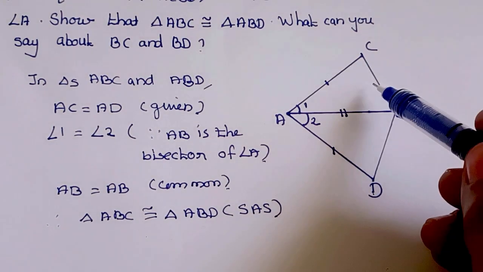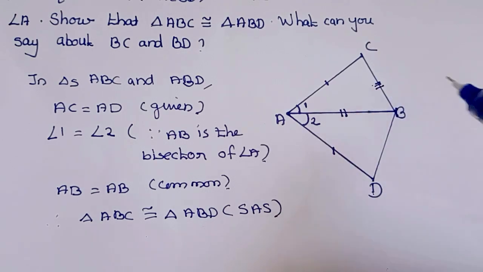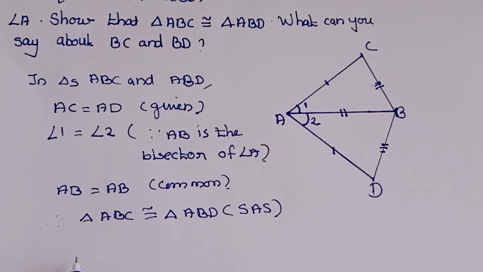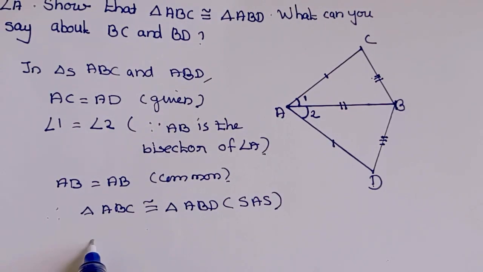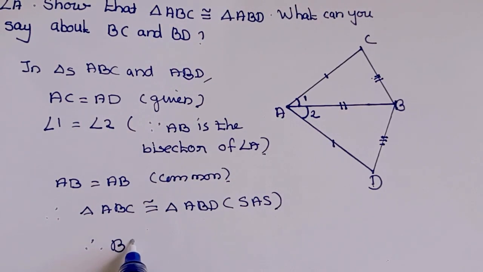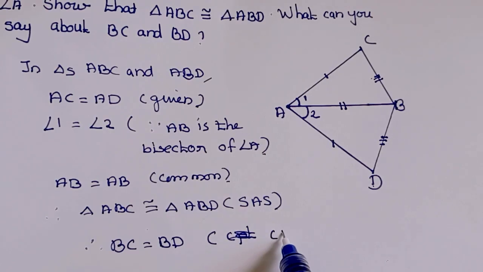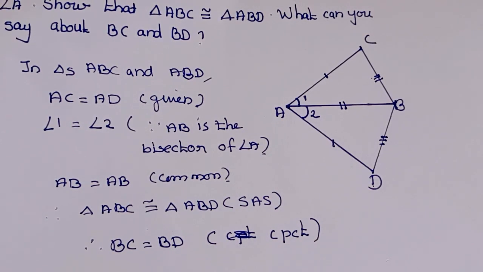Hence, we get BC equal to BD, reason corresponding sides of congruent triangles are equal. Therefore, we get BC equal to BD, reason corresponding sides of congruent triangles, that is CPCT. Okay, CPCT, that is corresponding parts of congruent triangles.